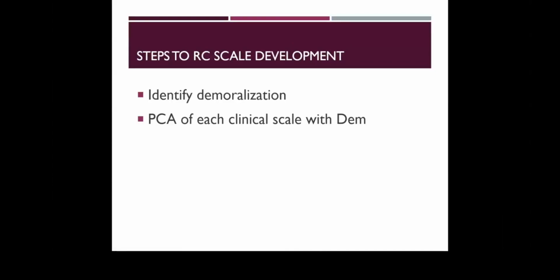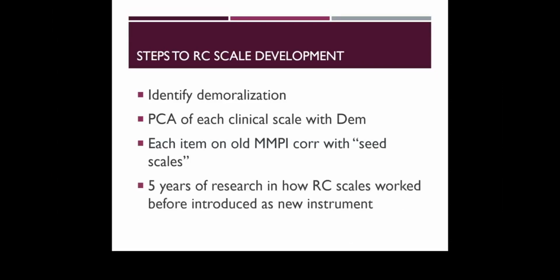And they called those seed scales. So they had these much smaller clinical scales that were called seed scales. Remember, a lot of the MMPI was not on these clinical scales. A lot of the items, 567 items, most of them were not in the clinical scales. They took all the rest of the items then and correlated them with the seed scales, looking to make sure that they were loading into the seed scale and did not also load with demoralization, so that they could reload back up these revised clinical scales. And so that's what they did to create what got known as the RC scales.